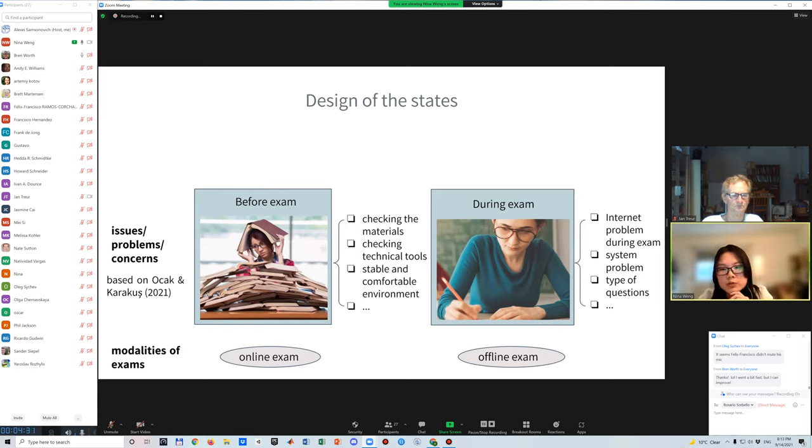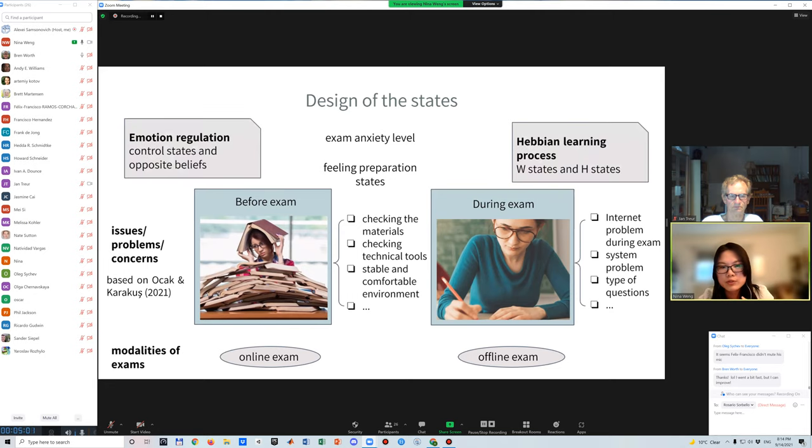All those issues are summarized based on Alcott and Karaku's research, a survey that reported the views and difficulties that students have during online exam modalities. Then we introduced the four feeling preparation states, representing students' expectations and certain psychological indicators. And finally, all this leads to the anxiety level of the exam.